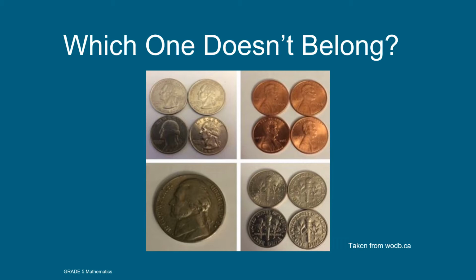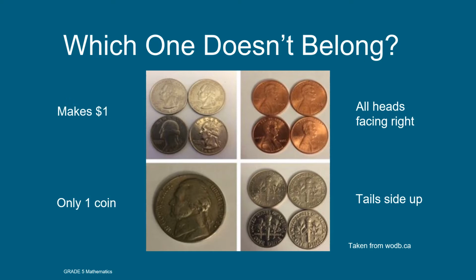Here are some ideas that I thought of. The nickel doesn't belong because it's the only space that has exactly one coin. The 4 pennies don't belong because they're the only coins that are facing the right side. Plus, they're the only ones that are brown, not silver. The dimes don't belong because they're the only coins showing the tail side up. And the quarters don't belong because they're the only coins that add up to $1. What other reasons did you come up with?